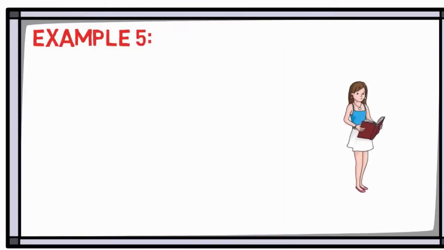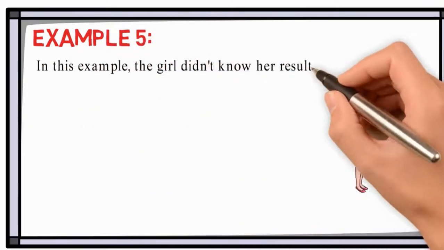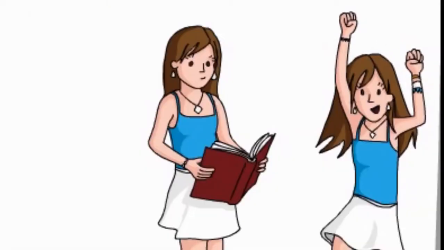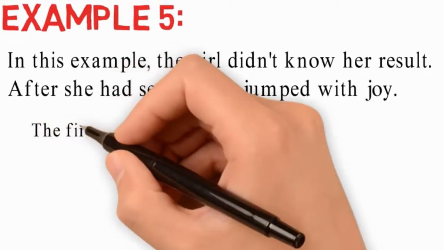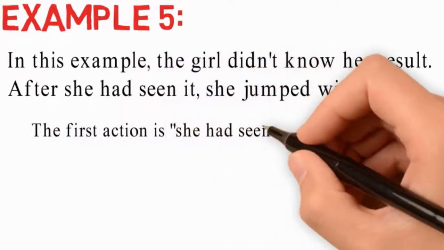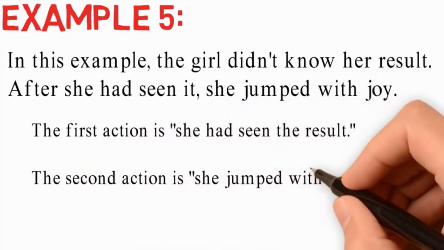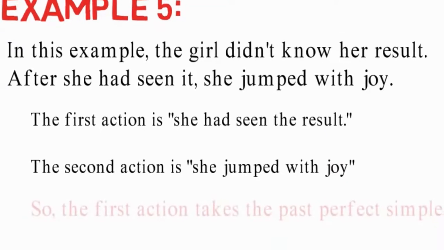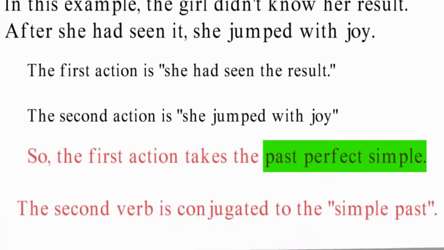Example 5. In this example, the girl didn't know her result. After she had seen it, she jumped with joy. The first action is she had seen the result. The second action is she jumped with joy. So the first action takes the past perfect simple. The second verb is conjugated to the simple past.